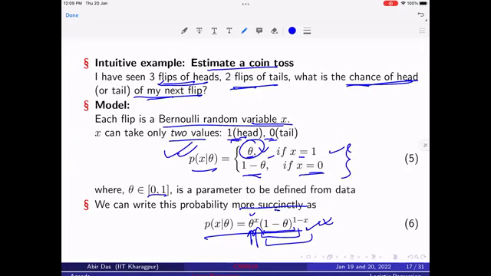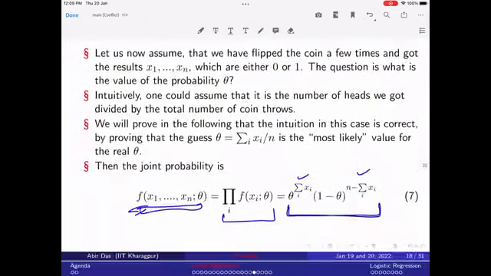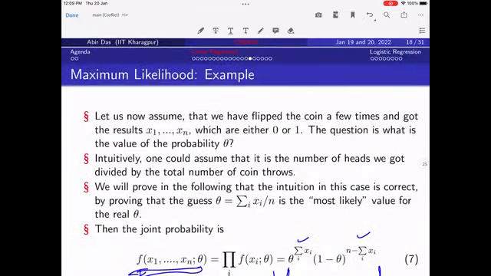So probability of x equal to 0 is 1 minus theta. So this and this are exactly the same. Now let us go ahead. So what was the recipe saying? You need to find out the joint probability of the data. So let us assume that we have flipped the coin a few times and got these results.